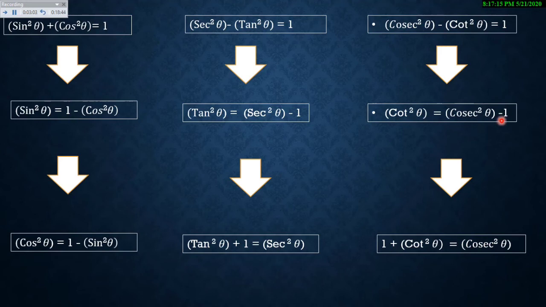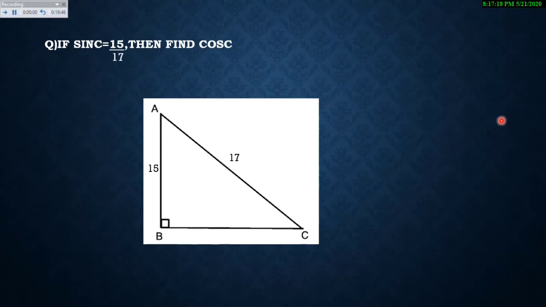Okay, so next, let's take an example and solve it. He has given us, if sin C equals 15 by 17, what is sin? Opposite by hypotenuse. He doesn't give us the opposite side or adjacent side in every problem. We have to just think and write it.